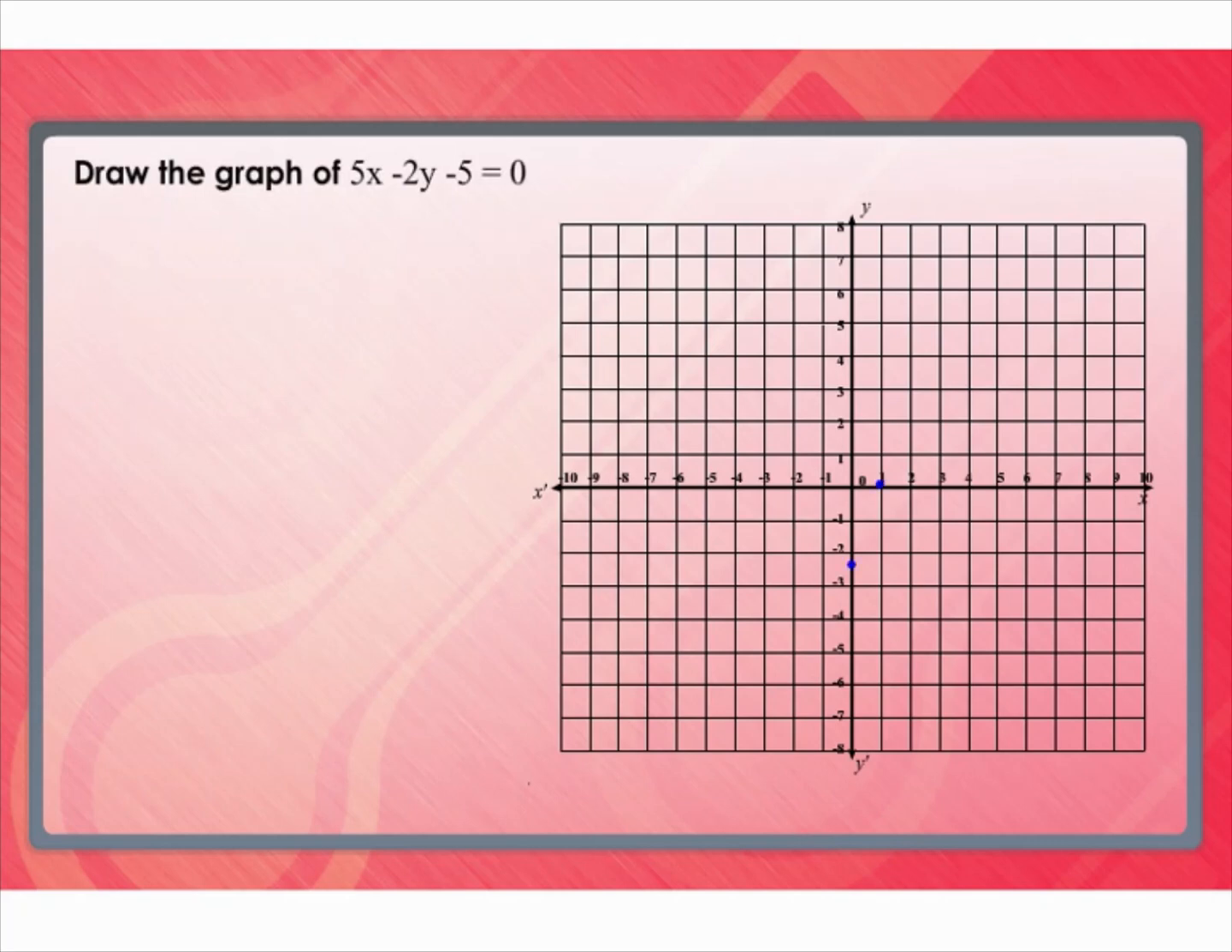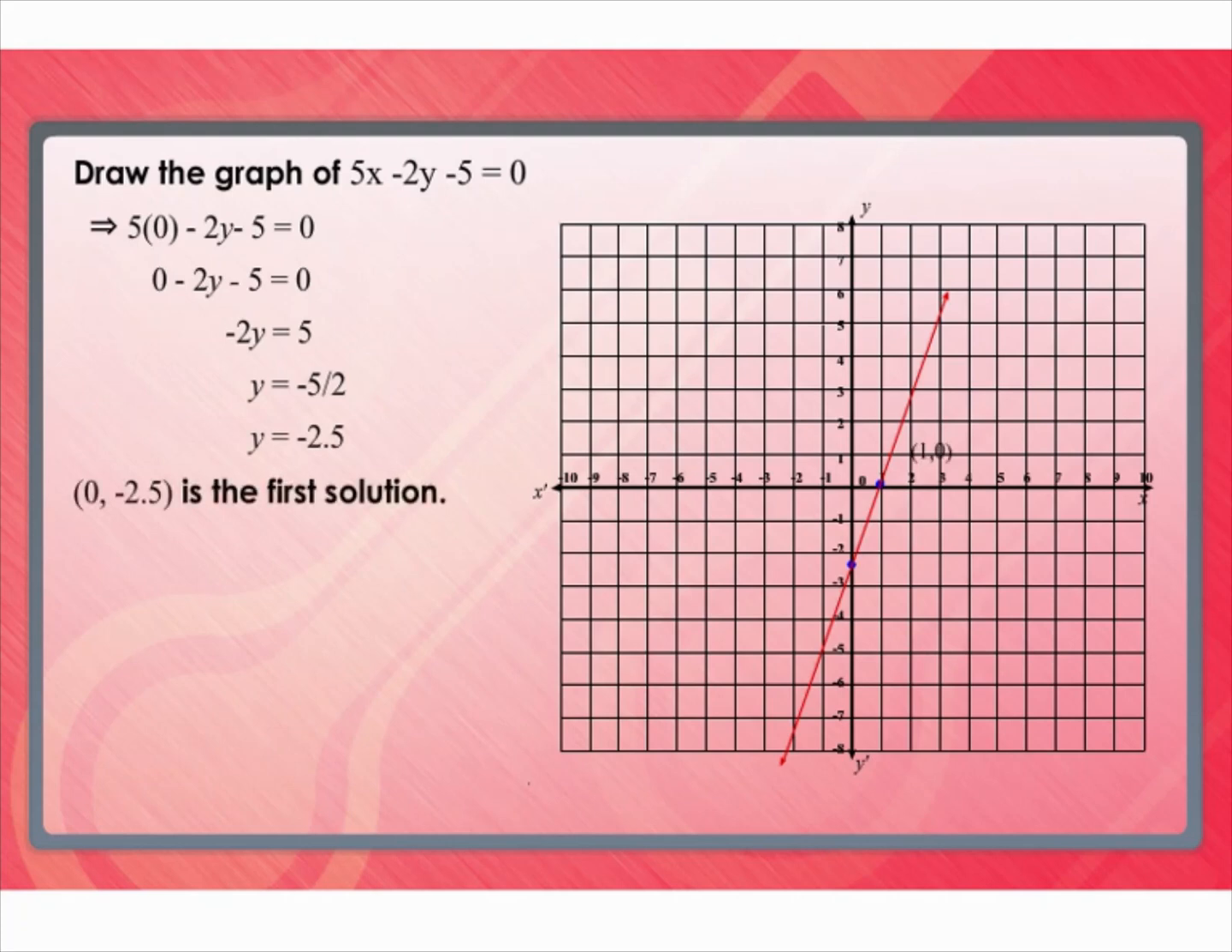Draw the graph of 5x - 2y - 5 = 0. First, find the solutions algebraically and plot the graph of the equation. First, substitute x = 0 and find the solution for y. Let's see the simplification. The value of y obtained is -2.5.